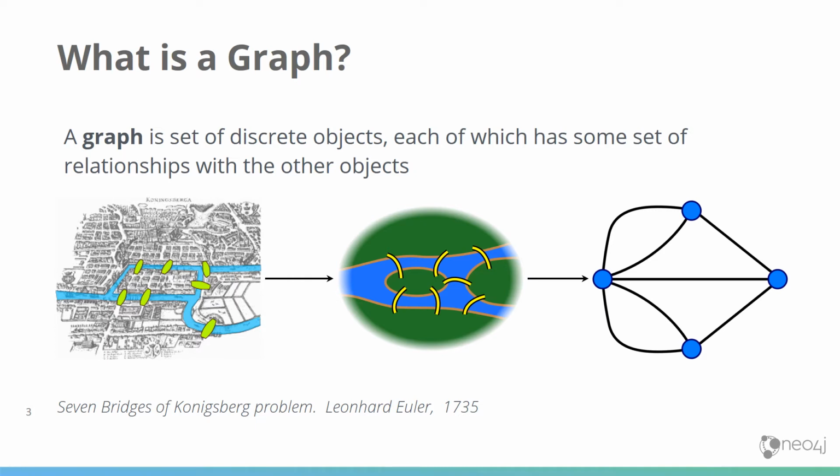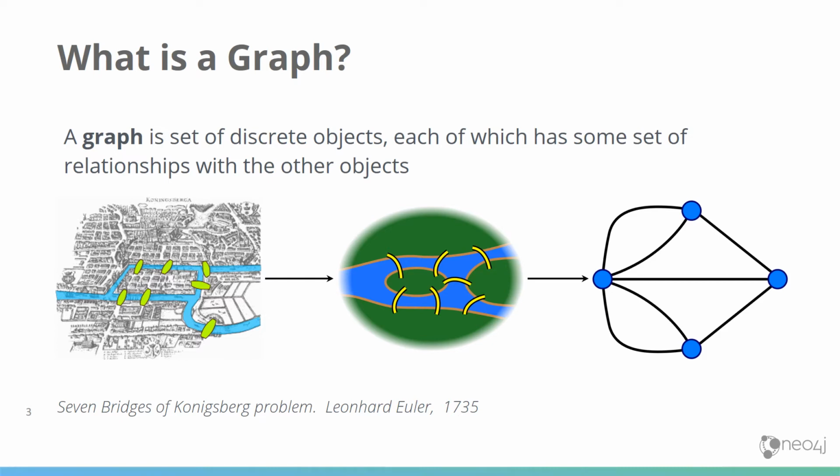First of all, what is a graph? Well, a graph is a collection of objects, each of which has a set of binary links with the other objects. Graphs are a useful way to model data for the purposes of mathematical analysis, and they have been around for quite a long time.